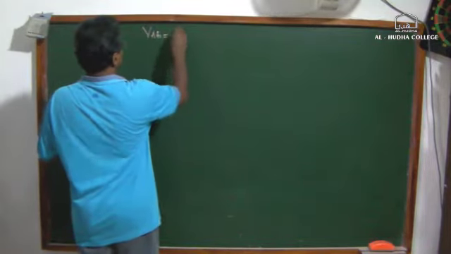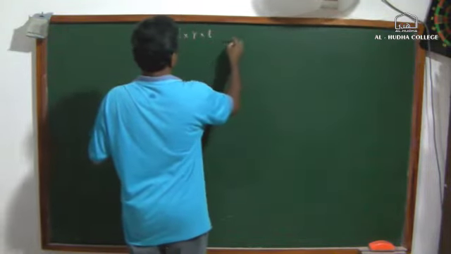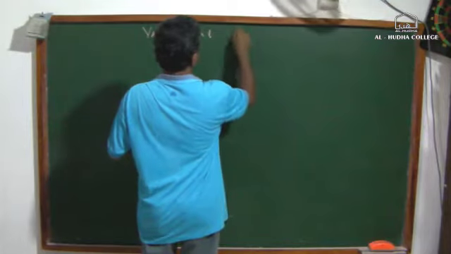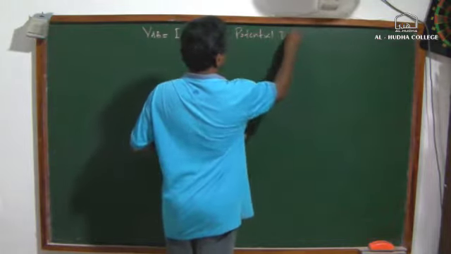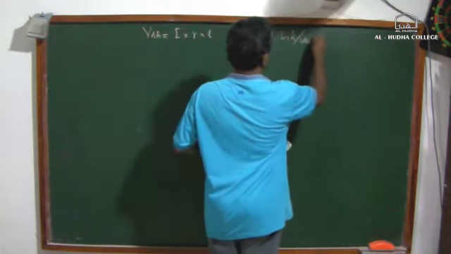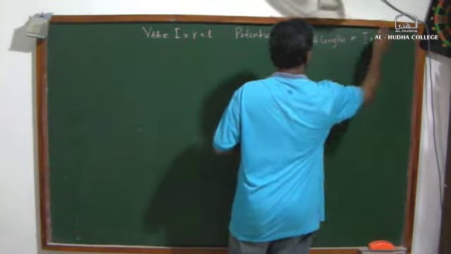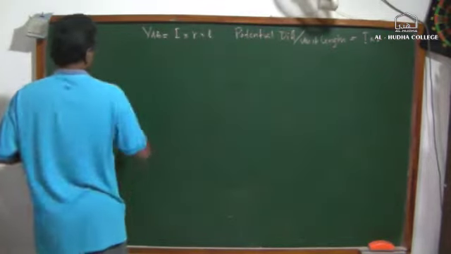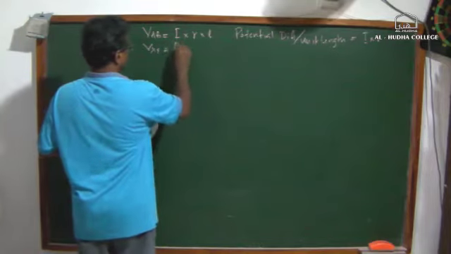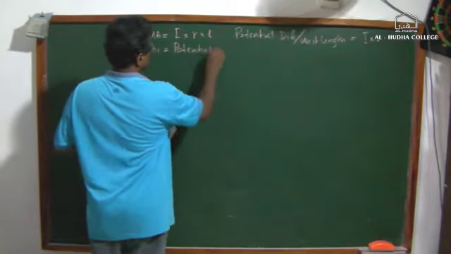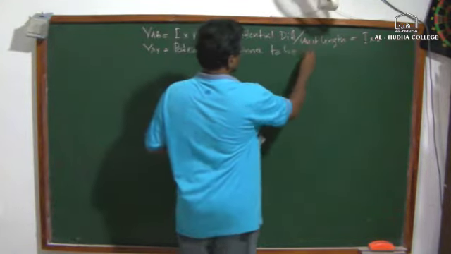VAB is I into R into L, right, the total potential difference. The potential difference per unit length equals I into R. Vxy is the potential difference to be measured.